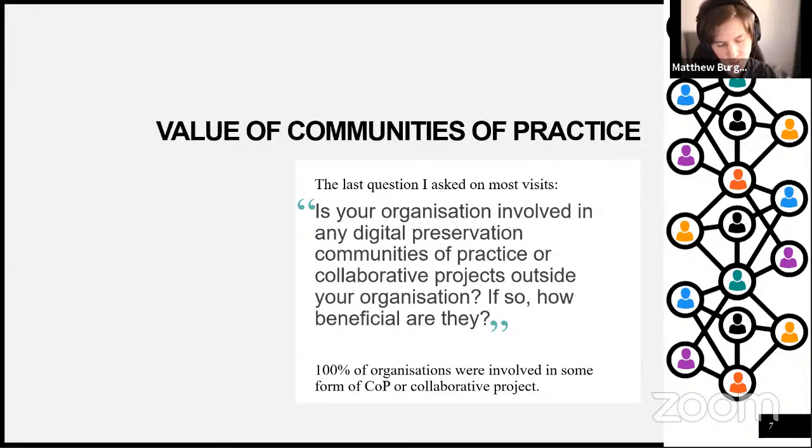Every organisation was involved in some form of community of practice or collaborative project, highlighting their importance and benefit. It also showed in how generous everyone was with both their time and knowledge. While some of my visits were only for an hour or two or half a day, there were also several visits where I spent the entire day with just one visit.